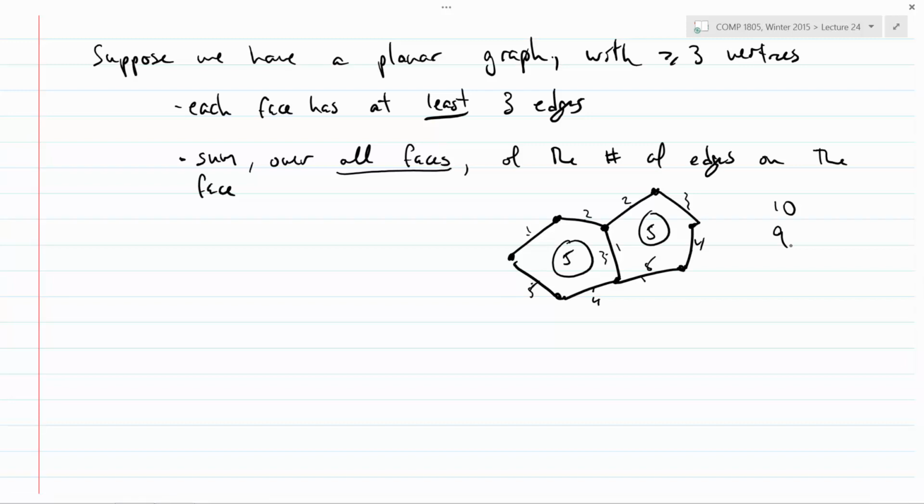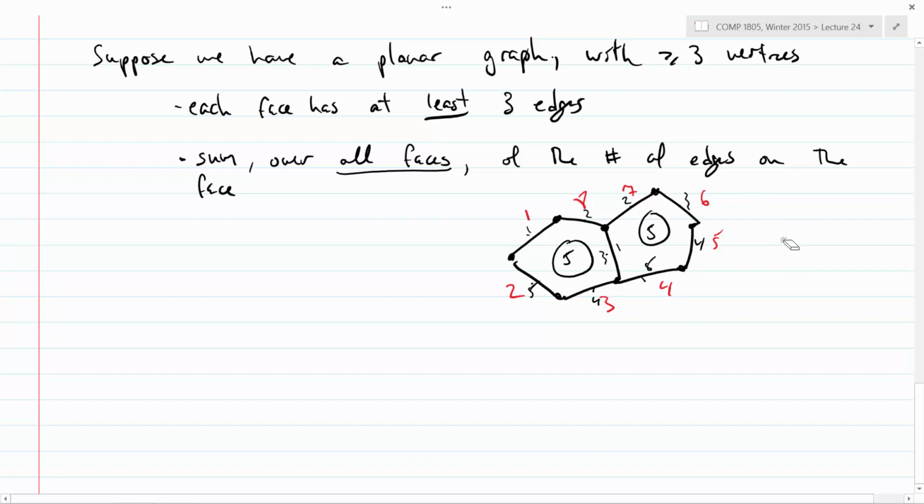But we're forgetting something, right? We're forgetting the outer face. So the outer face, I'll do this in red, has 1, 2, 3, 4, 5, 6, 7, 8. Is that correct? This seems reasonable.